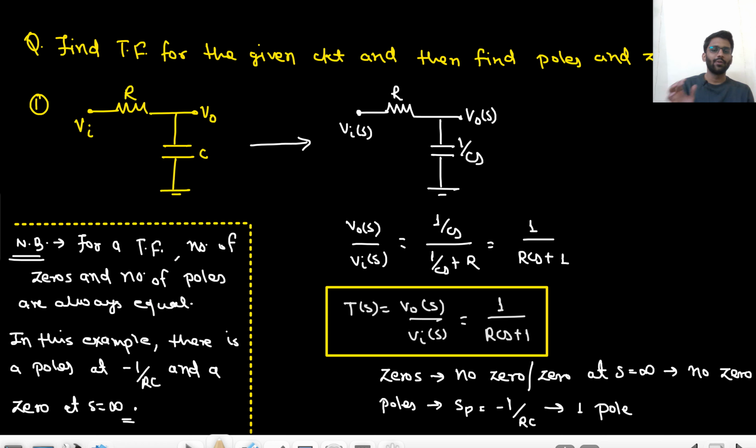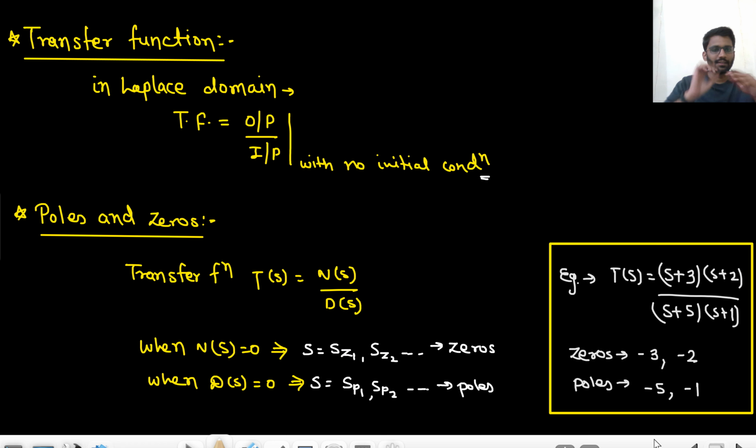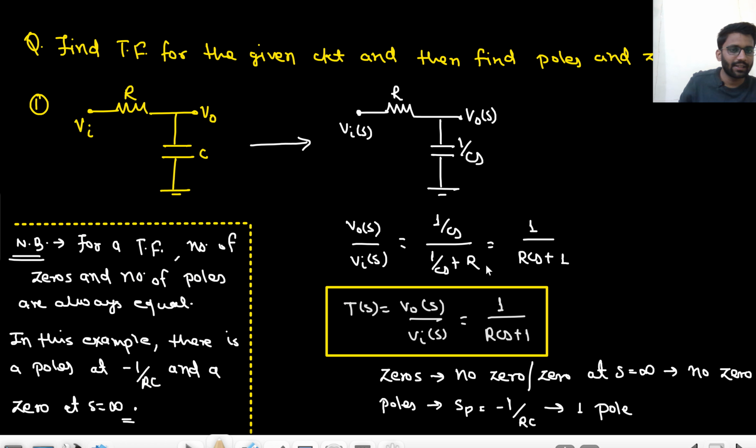Okay. So what did you understand in this lecture till now, in these 9 minutes? First, we understood the transfer function, output by input with no initial condition. What is pole? Denominator equal to zero is the pole. Numerator equal to zero is the zero. We saw this example. Then we understood one more thing, that here you are getting one pole and no zero. But in actual, the number of poles and zeros are equal. You are getting a pole at minus 1 by RC and the zero is at infinity.